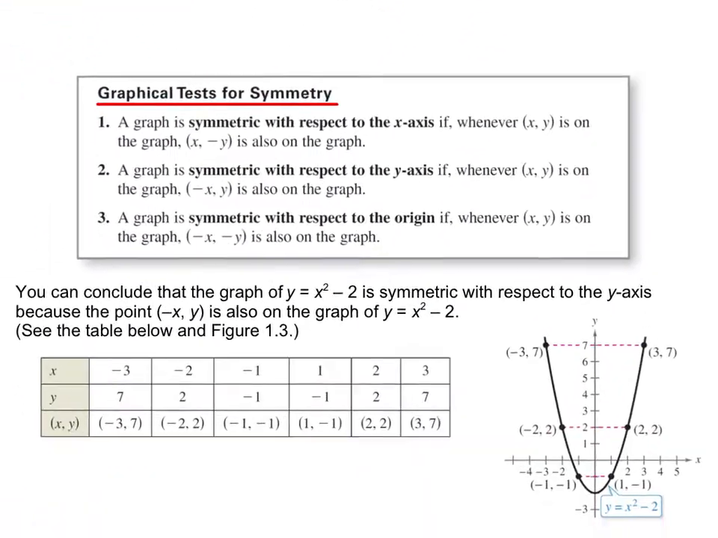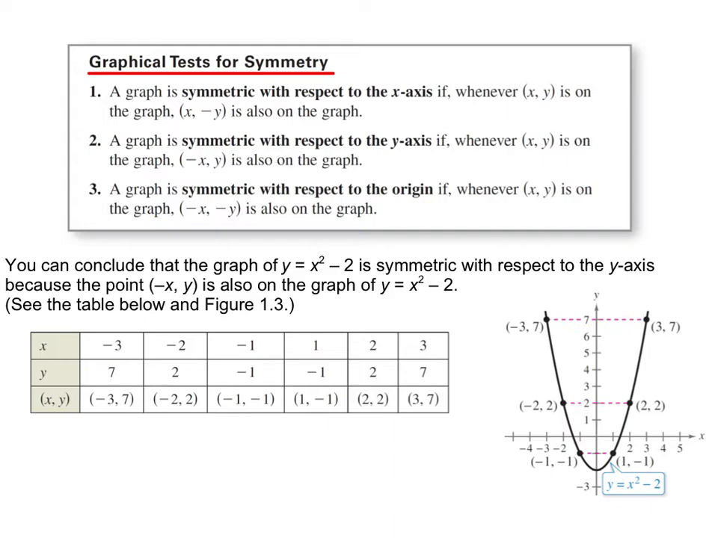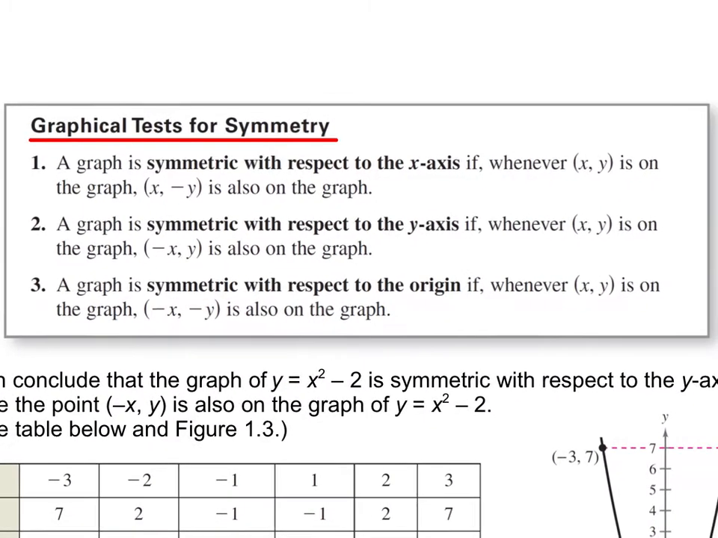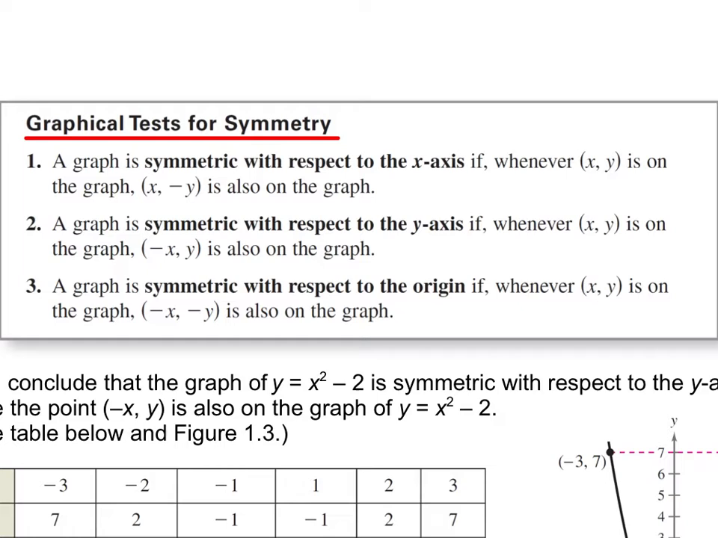So how do we know if you have symmetry? There's 3 tests on a graph that you can use. So we are going to read through these because it is important that we go through all of them. So a graph is symmetric with respect to the x-axis if wherever you have a point x, y on the graph, then x and negative y is also on the graph. So what that means is the x value stays the same, but the y value, the positive version is there and the negative version is there.